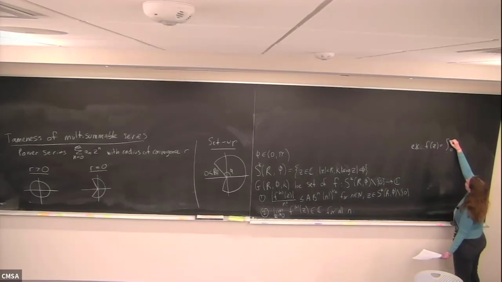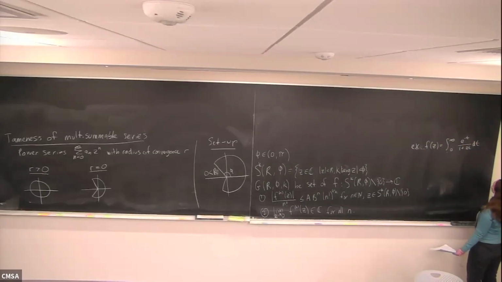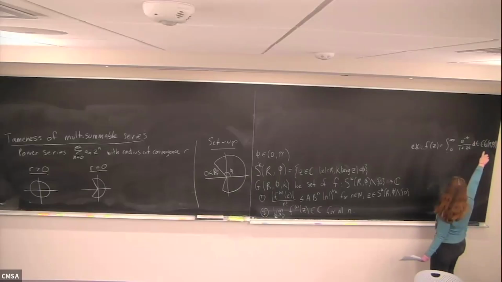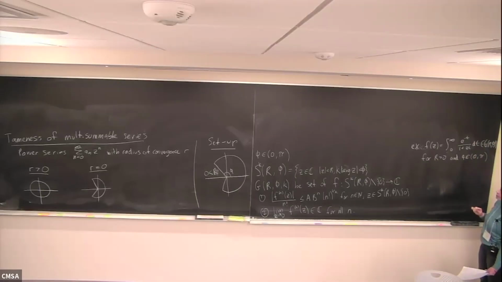An example: if f of z is the integral from 0 to infinity of e to the minus t over 1 plus zt dt, then this function lies in G of R, phi, 1 for any positive radius and any angle phi between 0 and pi. This is not obvious, but you can check that it satisfies the conditions.